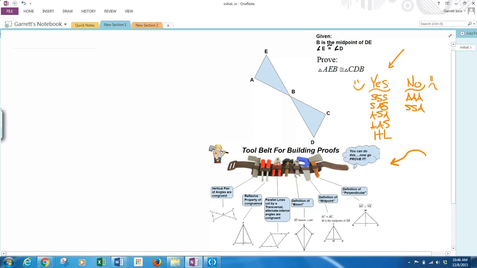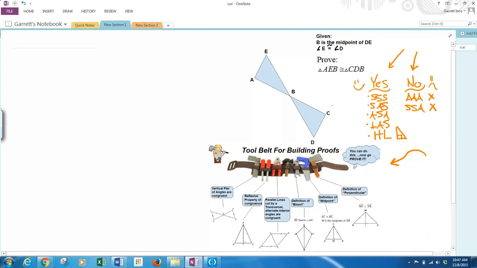So here's our list of yes. You could use side, side, side, or side, angle, side, where the angle is included between the sides. You can do angle, side, angle, where the side must be included between the angles. There's angle, angle, side, and then finally hypotenuse, leg, which deals specifically with right triangles. Now remember, there are 2 things that are not good enough to determine congruence. One of them is angle, angle, angle. That's no good. Or side, side, and then angle, which is also not good enough.